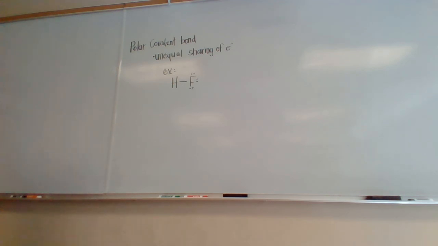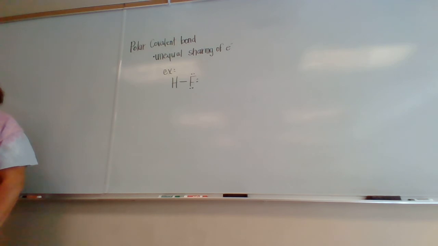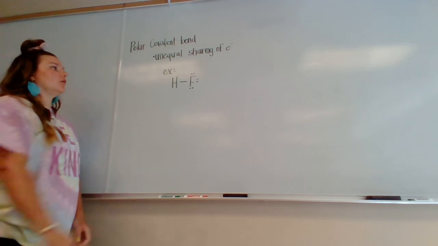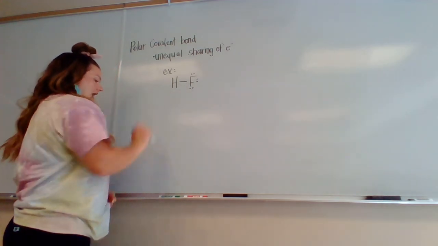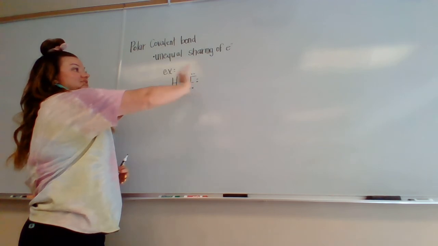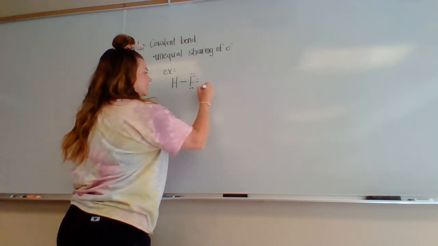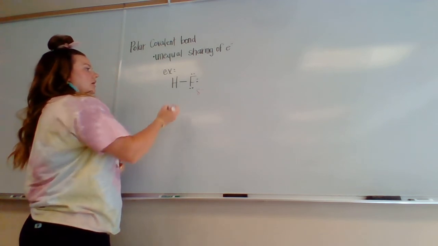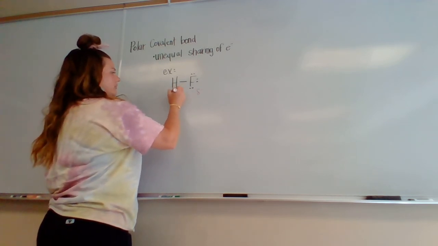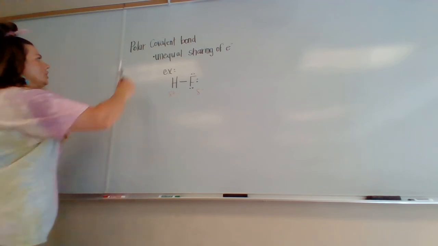But fluorine doesn't share at all. He takes, but he doesn't give back. So when he is bonded to hydrogen, because he's pulling all the electrons toward himself, he is creating a partial negative charge, leaving hydrogen with a partial positive charge. So that's why it's called polar.